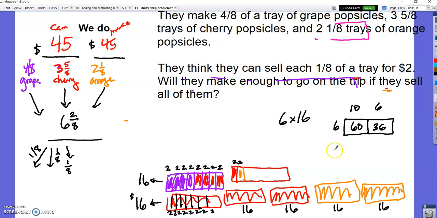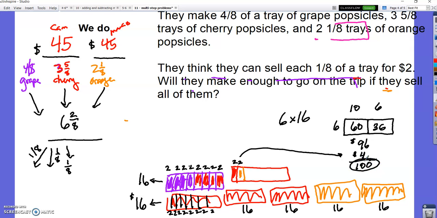did I do that right? That seems too high. 16. Yeah, I did. $96 per tray. I'm sorry, not per tray. $96 total. From these 6 trays, they're going to make $96. And then don't forget they're also going to make this other 4. So they're going to make $100 from their popsicles.